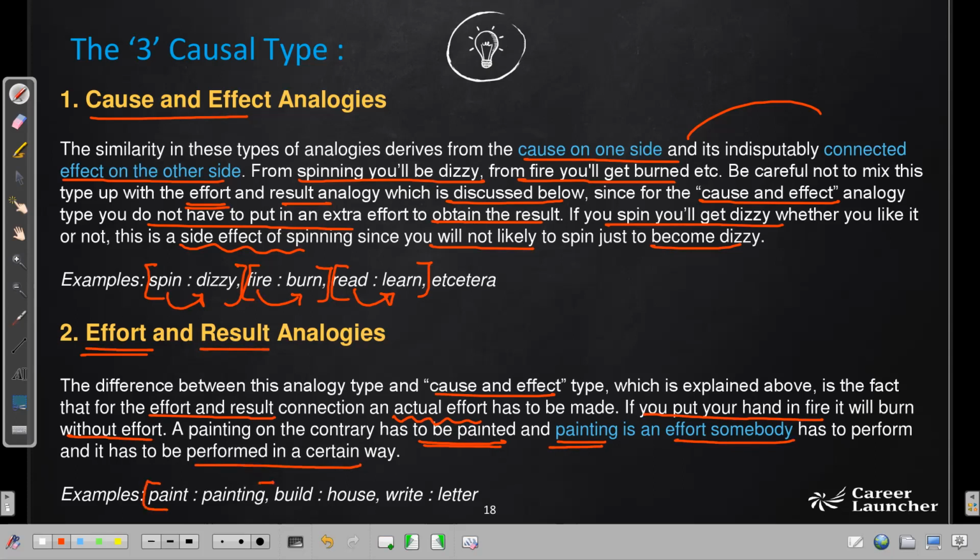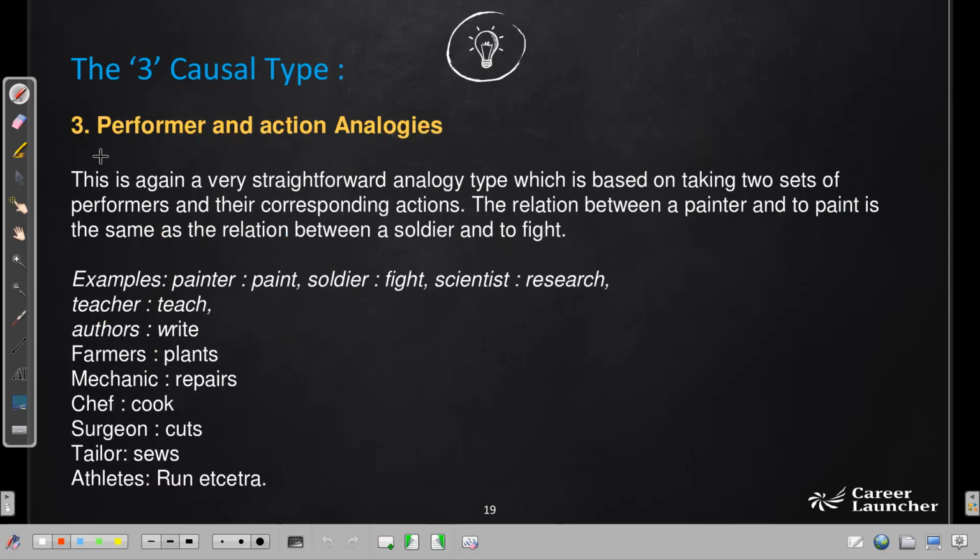So paint with effort becomes a painting. The house with an effort is built. So if you build a house, with an effort you write a letter, and so on and so forth. So try to understand the causal ones, these two, and third, obviously, the performer and the action.